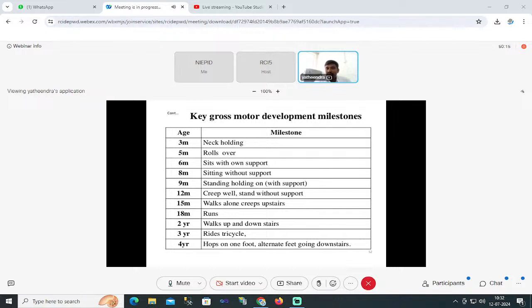So all these are the major gross motor developmental milestones that we need to assess, particularly very, very important in case of CP. It is neck holding, rolling, sitting with support and without support, standing with support and without support, creeping, walking, running. So all these are the fundamental motor milestones that we need to assess.